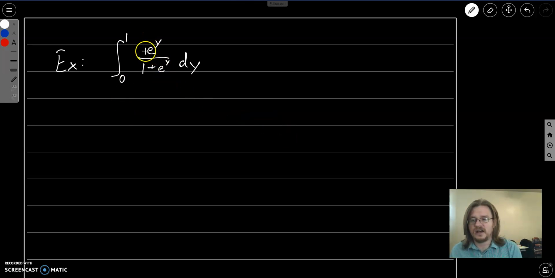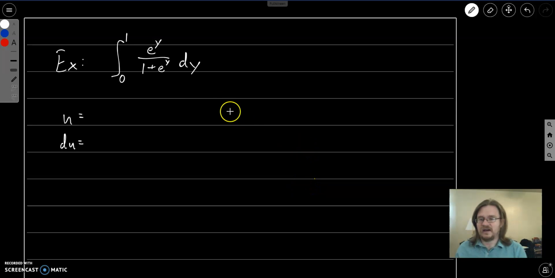So I've got the integral of e to the y over 1 plus e to the y, dy. Here we don't have dx, but we can still make our u substitution. We can still plug in a u and a du, and what I want to do is get rid of all these y's in here.